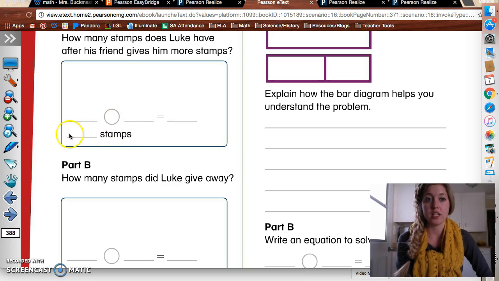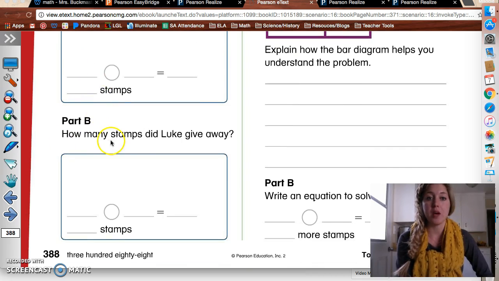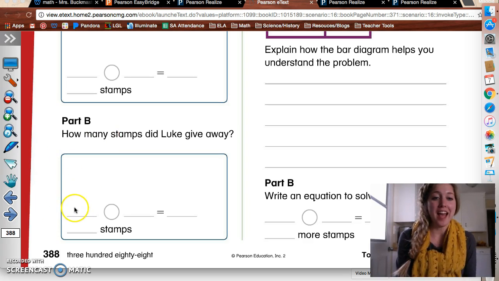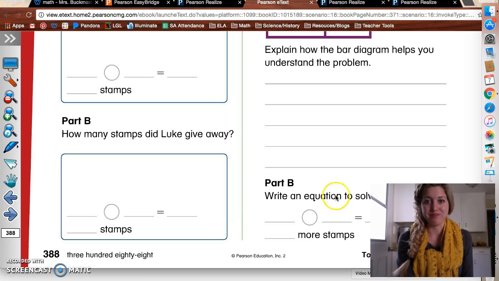Do your equation here. They leave you some room for some work. And then make sure you put your answer right here. Part B says how many stamps did Luke give away? So again, you have room for work. You decide, using the numbers that you need to use, how many stamps Luke gave away.